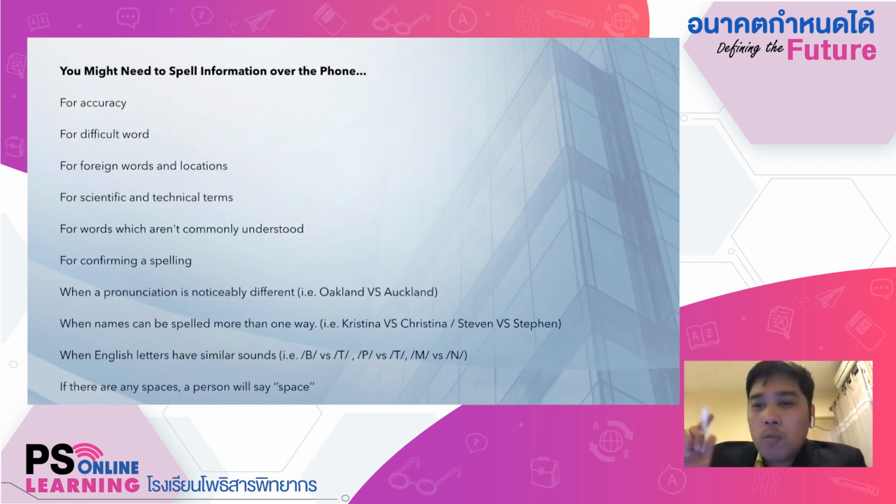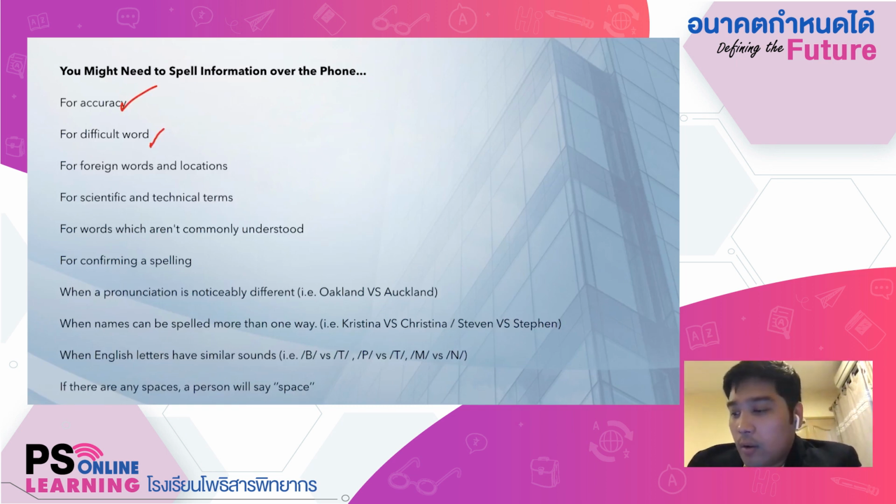Okay, so you might need to spell out information over the phone for accuracy. You need to spell out accurate letters to the listener. As I said, P or T are similar in terms of sound. Okay, for difficult words, let's say "abracadabra," a person will hear and say, oh my God, what are you saying? So you might spell out the word abracadabra to them.